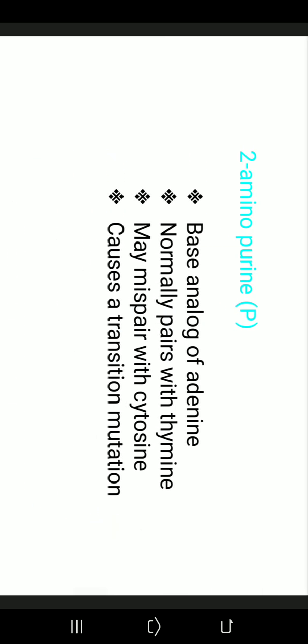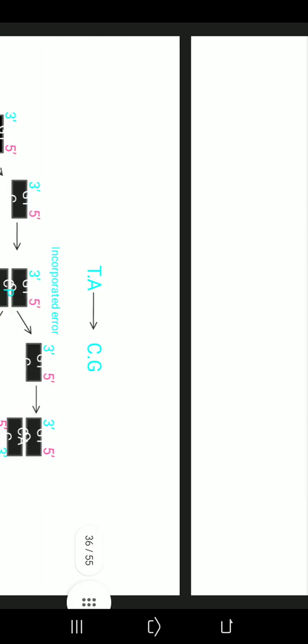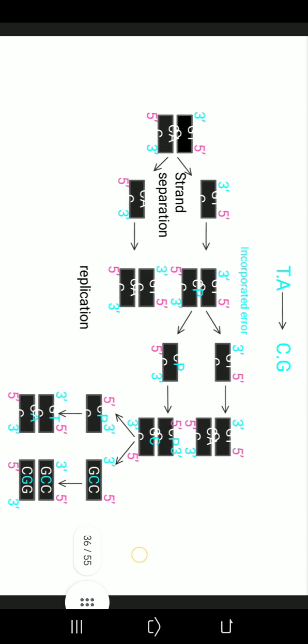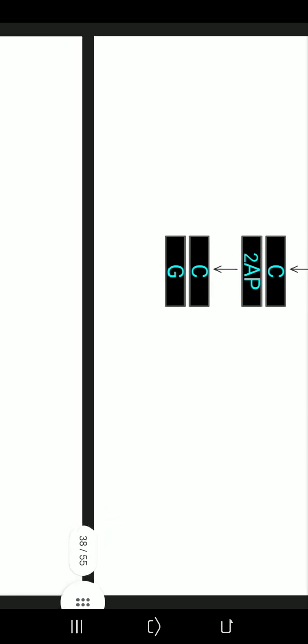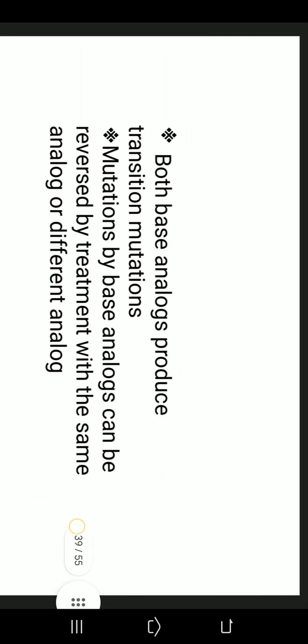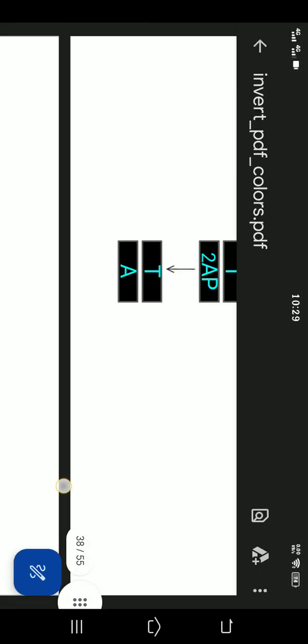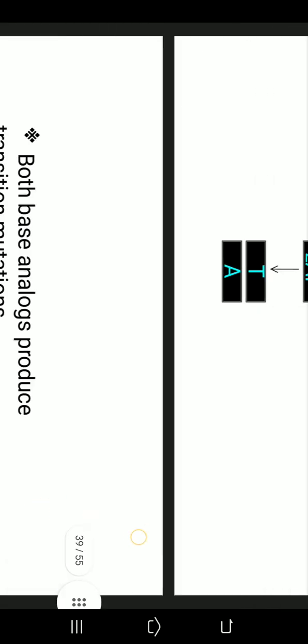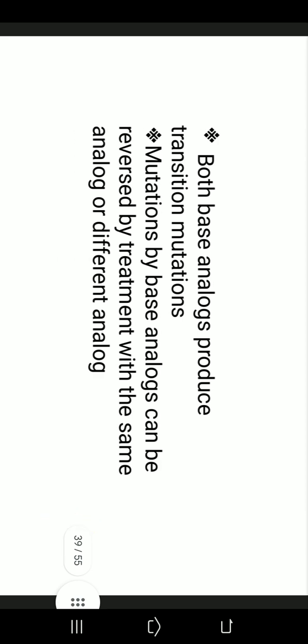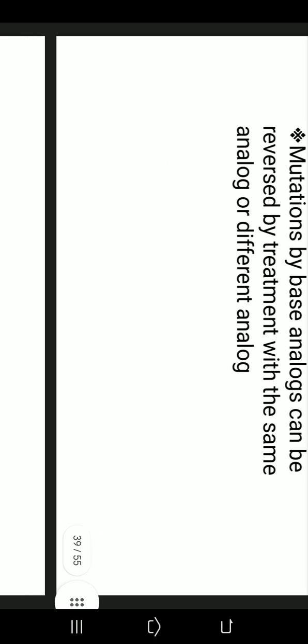2-aminopurine is a base analog of adenine. It normally pairs with thymine but may mispair with cytosine, which causes a transition mutation, as you can see in this graphic. Both base analogs produce transition mutations. Mutations by base analogs can be reversed by treatment with the same analog or a different analog.